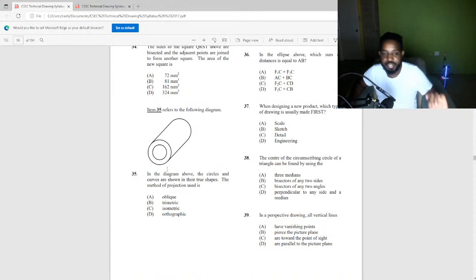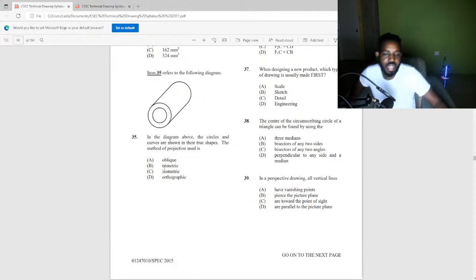Item 35. It says, in the diagram above, the circles and curves are shown in their true shapes. The method of projection used is, and this is the third question on the paper, about oblique projection. You see the circle is shown in its true shape, the front part, and then it goes out at a 45-degree angle. So this is oblique projection. The answer for this is A.